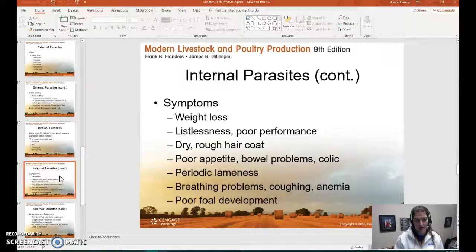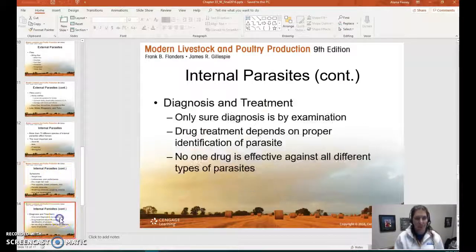External, obviously, you're going to know that there's something wrong. Their temperament is going to change. But internal, they're going to have weight loss all of a sudden. They're going to lose their hair. They're just going to look very lethargic. Sometimes they can become lame, and if they're a mama, their foal will not develop.